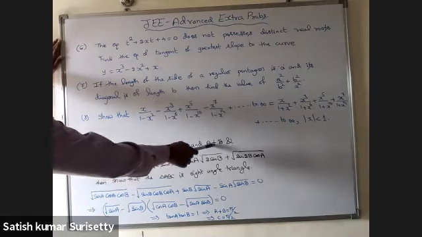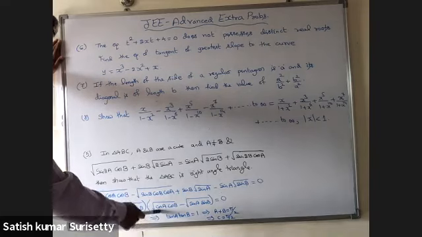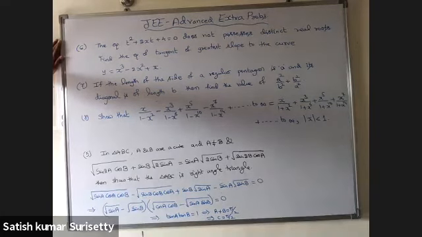Because a not equal to b is given, so root of sin a minus root of sin b is not equal to 0. So from this you'll get tan a tan b equal to 1, which implies c equal to pi by 2. Sixth problem.